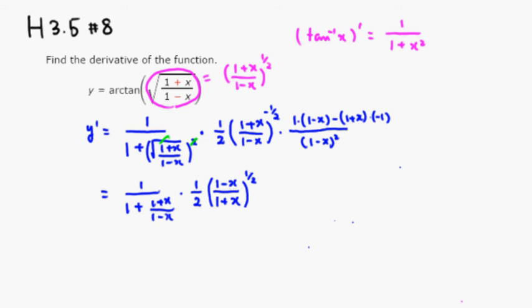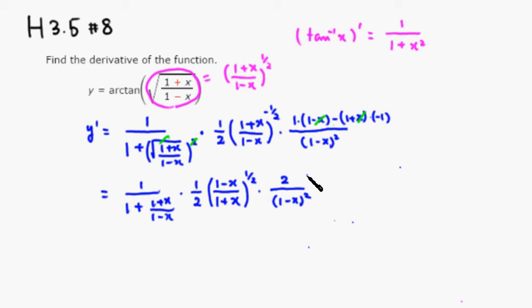Alright, then here we have 1 plus 1, so it's 2, negative x minus negative x, so they cancel out. What's left is just 1 minus negative 1, so it's going to be plus 2. So this is going to be 2 over (1 minus x) squared. Alright, then let's clean up a bit.